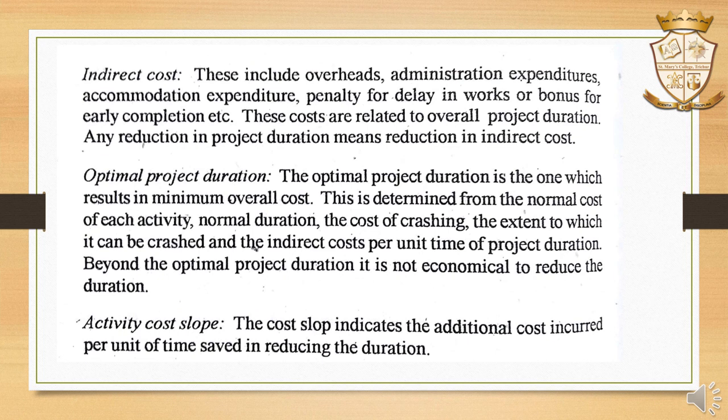The next term is indirect cost. It includes the overhead charges, administration expenditures, accommodation expenditures, etc. These are related to overall project duration. Then optimal project duration, that is the project duration which results in minimum overall cost. Overall cost means indirect cost plus direct cost. Then activity cost slope: it indicates the additional cost incurred per unit of time saved in reducing the duration.